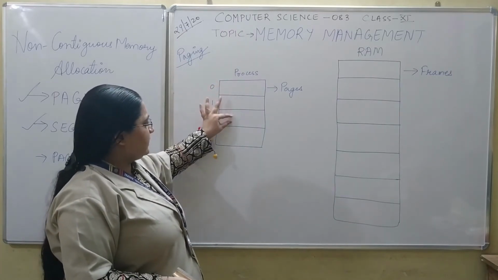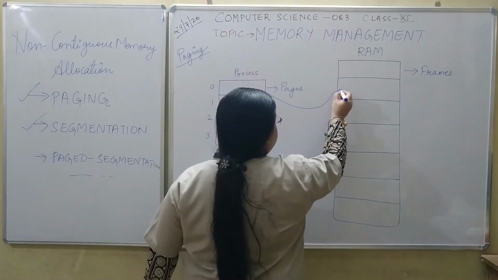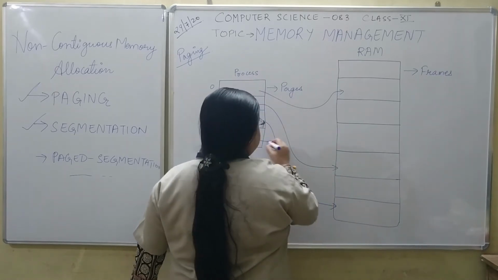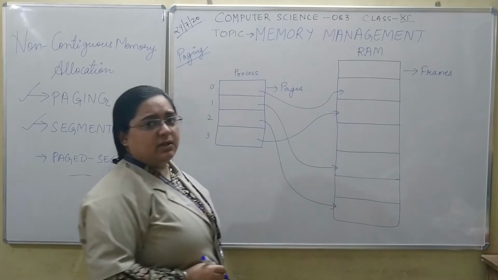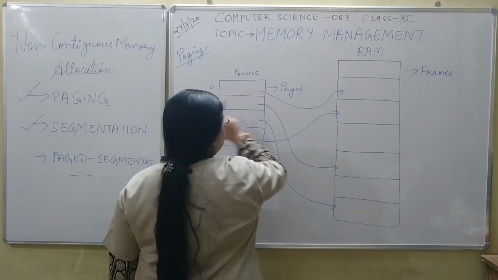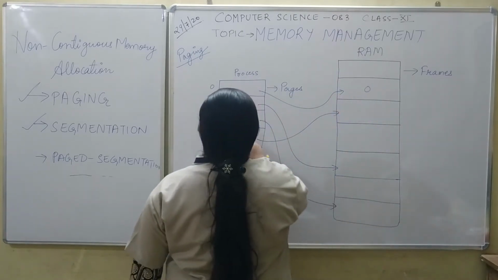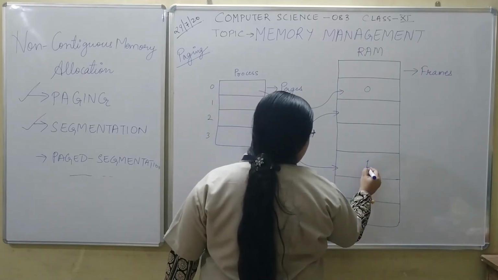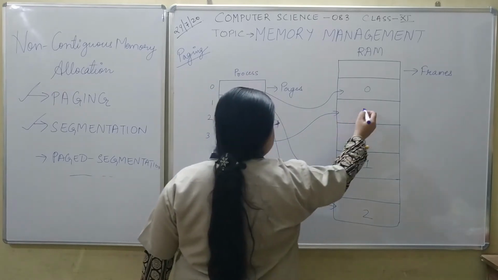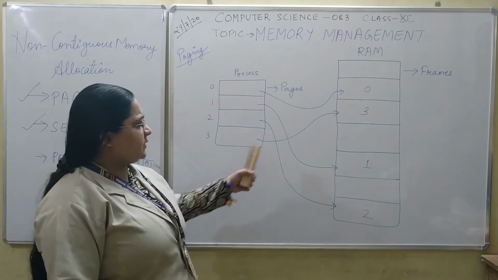As the process is divided into different pages, every page can be saved in any of these free frames, and that too in any order. You can see that this is the 0th page, that is the first page. It can be stored over here in this frame. Your first page can be stored over here. Your second page can be stored over here. Third page can be stored over here. Understood? So any page can be stored anywhere.